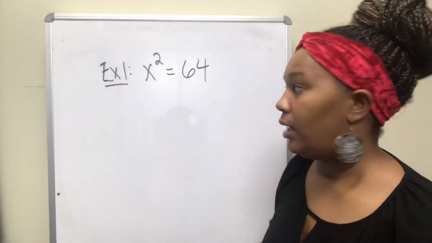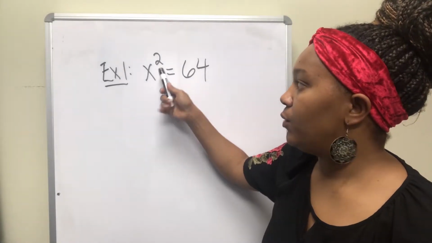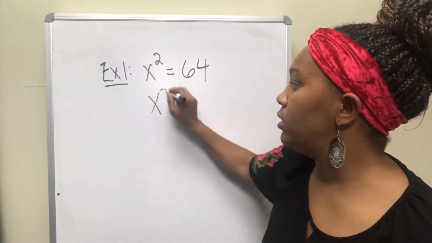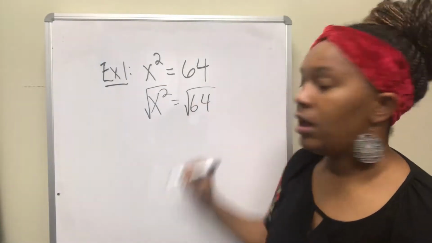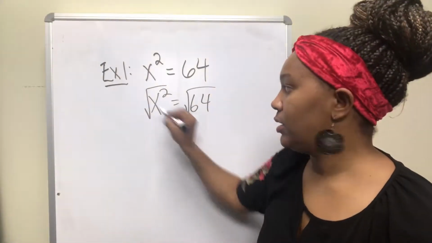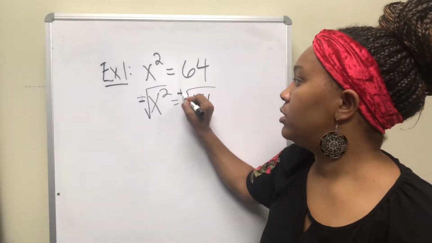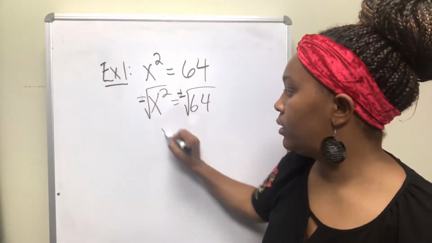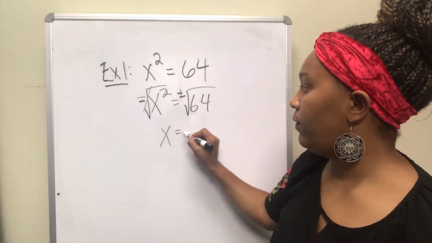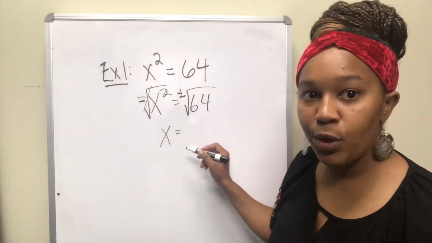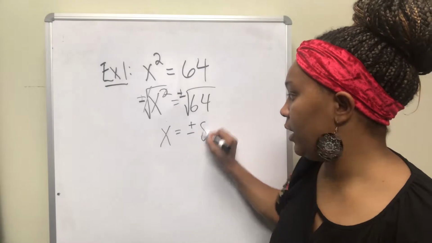So isolate the x. Isolate the x by getting rid of the square, and you get rid of the square by taking the square root of both sides. And whenever you take the square root of both sides, you have to take the plus or minus square root. So this square root and square cancel, and you're left with plus or minus the square root of 64, and the square root of 64 is 8.